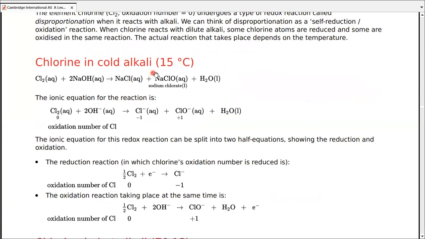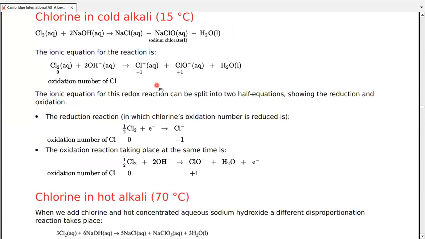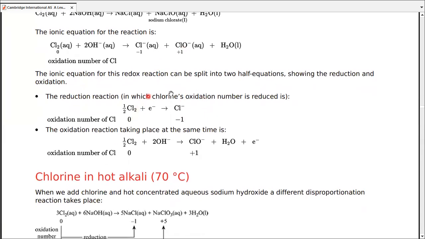So chlorine in cold alkali at 15 degrees centigrade: apart from water and NaCl, you can see NaClO forming. Here, chlorine is showing us two different states, +1 and -1. In the reduction reaction, chlorine is getting reduced, Cl2 being converted into Cl negative, but in the oxidation reaction, chlorine is being converted from Cl2 to ClO negative, in which the Cl state is +1.